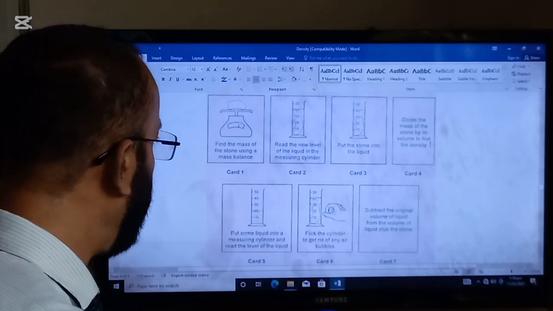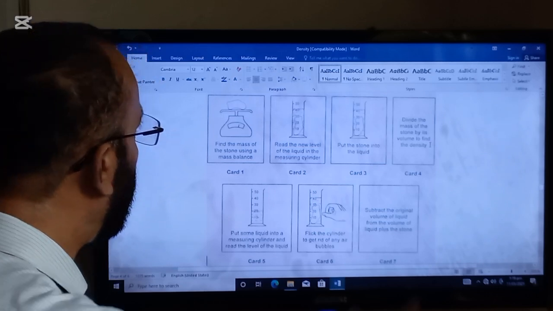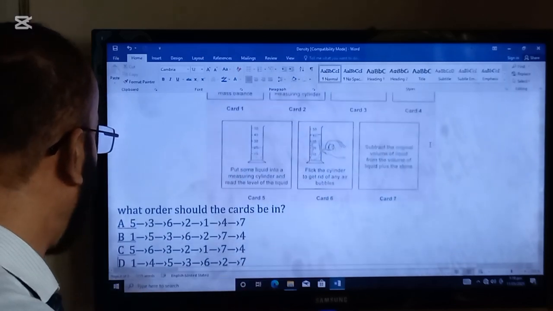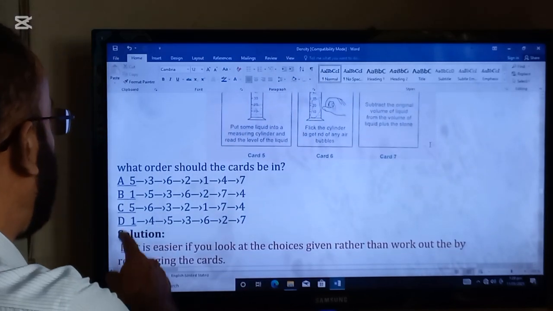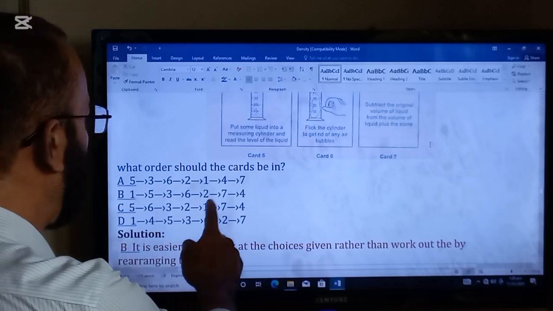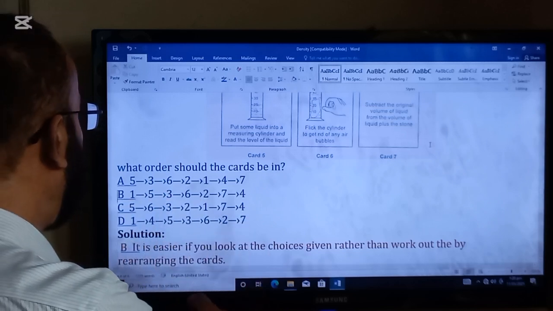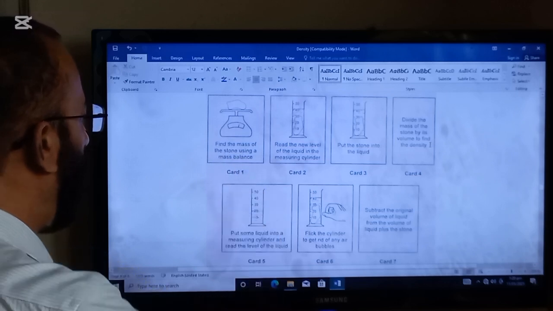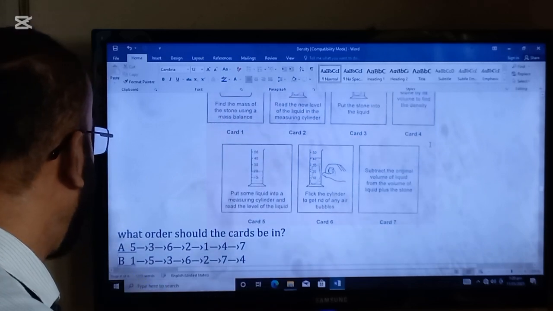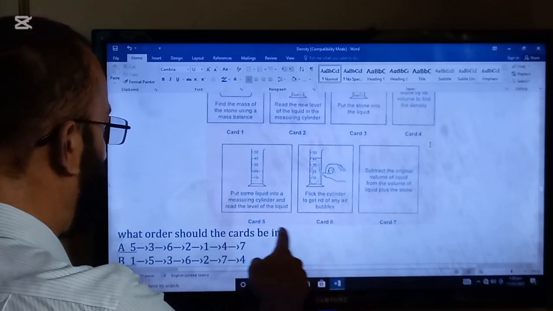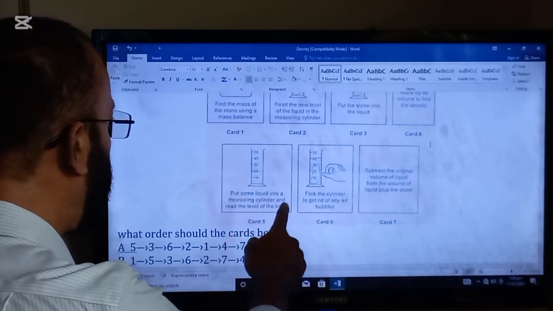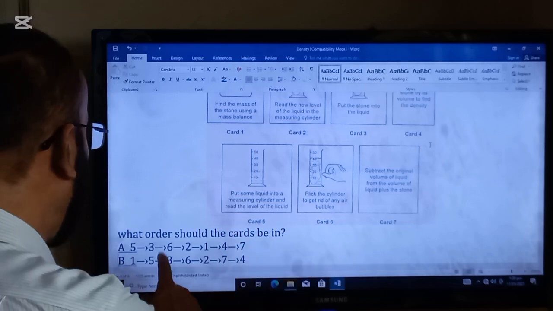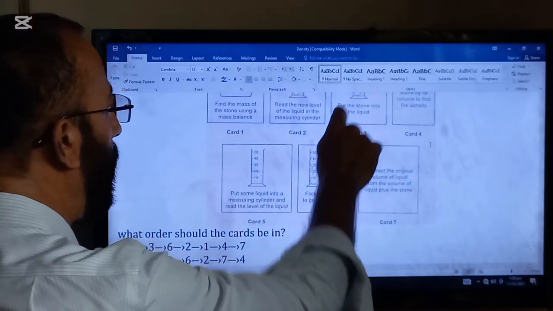Actually, we are going to find the density of the stone. Here the order is 1, 5, 3, 6, 2, 7, 4. So first, 1: find the mass of the stone using a mass balance. Then 5: put some liquid into the measuring cylinder and read the level of the liquid.